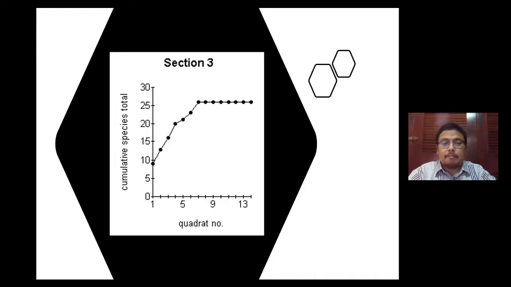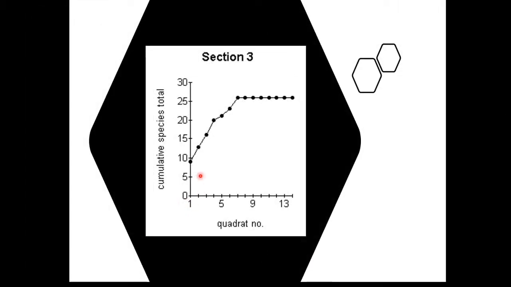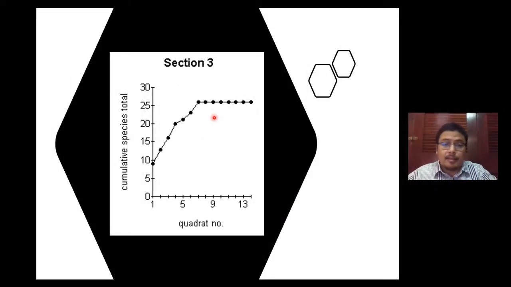If we look at the first sample, it yielded 9 different species. With the second sample, a total of 13 species had been found. After 5 samples had been examined, the total species number had risen to 21. By the time 7 samples had been taken, no more new species were being found. So at this point, further sampling is becoming unnecessary.